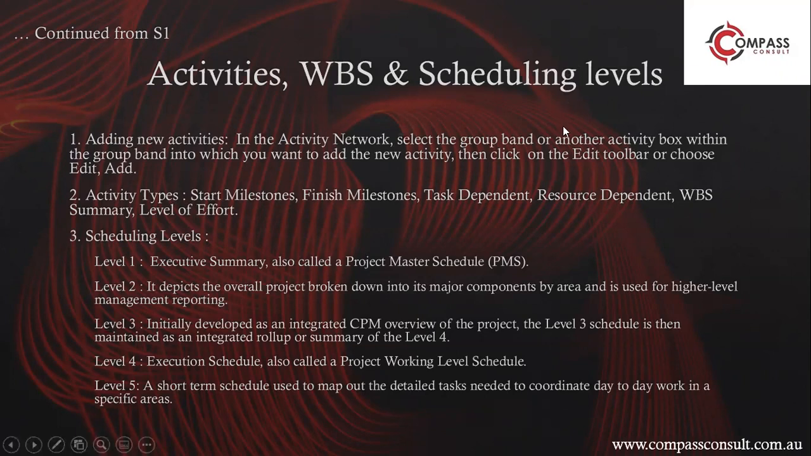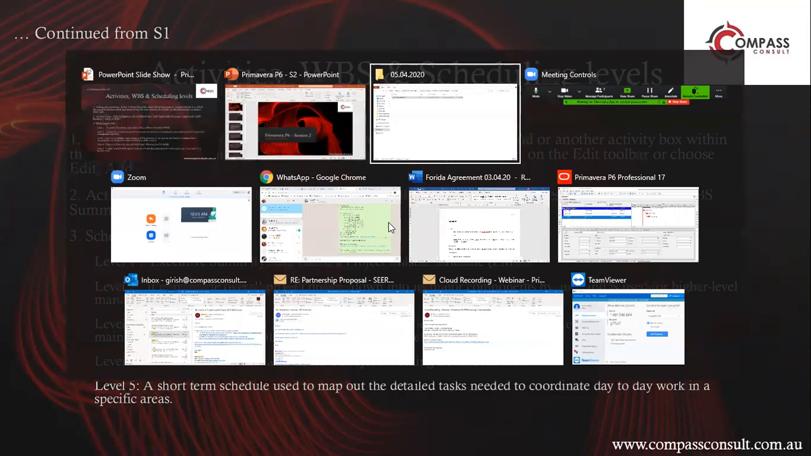Thank you so much. All right, so what it says is, in the activity network you have to select a group band or another activity box within the group band into which you want to add a new activity. Then click on the edit toolbar and choose edit add. Okay, I'll show you in Primavera how we actually do it.